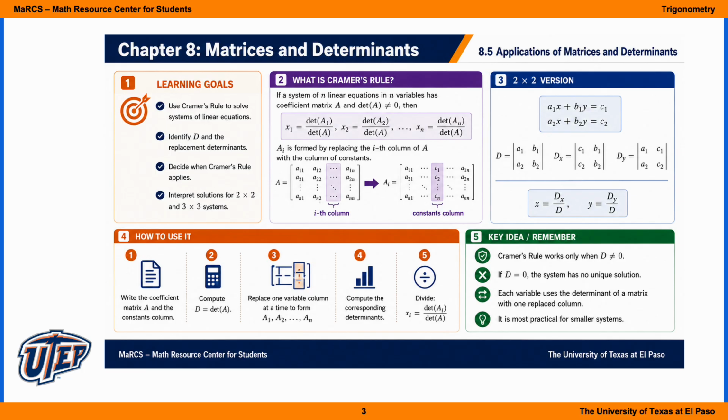So now in box 4 we have the steps that we just followed. We wrote the coefficient matrix A and the constants column. Then we computed the determinant of A. Then we replaced one variable column at a time to form our A1, A2, up until An, for however many variables you have. Then you can compute the corresponding determinants. And to find those variables, you divide the determinant of your Ai by the determinant of your coefficient matrix. Now, it is important to remember that Cramer's rule only works when our determinant is not equal to 0. If it is equal to 0, that means that the system has no unique solution.